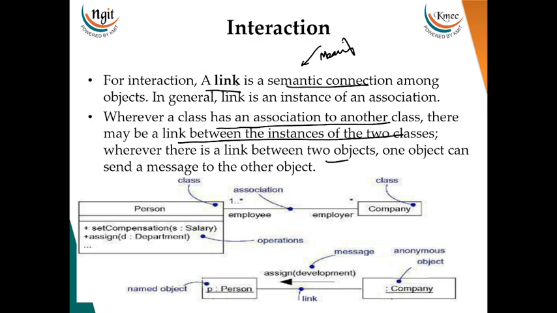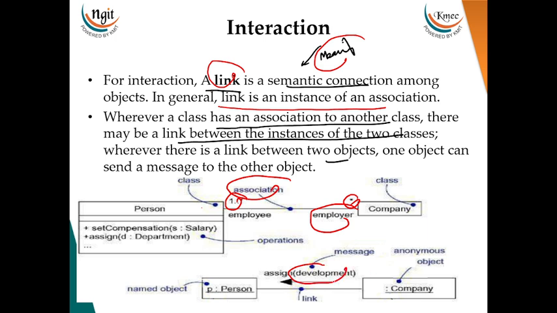Correct? An interaction, as I told you, is a link, a semantic connection. It has a meaning among the objects. It generally links an instance in an association. For example, a person in an organization. Person is a class. Employee is associated with employer, and there is a relation of 1 to n. This is association. What is the role? A person is assigned a development role in the organization. What type of development? Then there is a different thing.